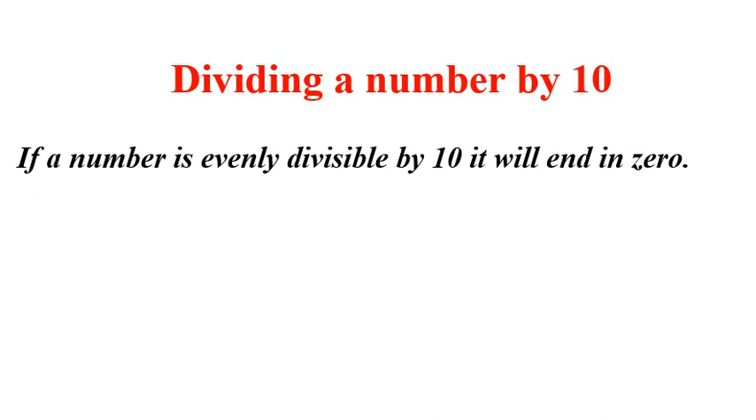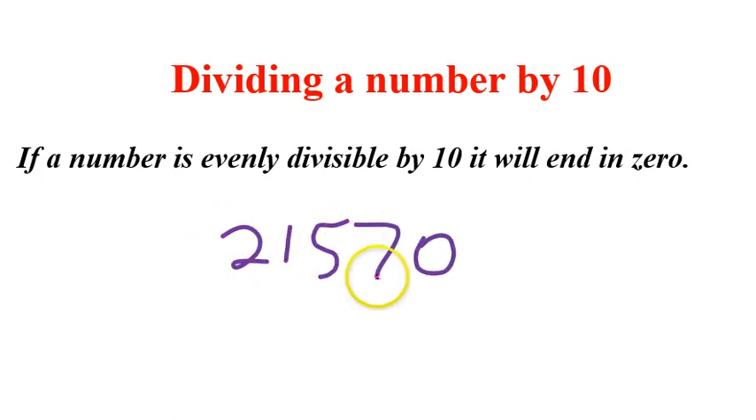Dividing a number by 10. A number is divisible by 10 if that number always ends in 0. For example, if I write 21570, it means this number, no matter how huge it is, I can be very sure that I can divide it by 10 without a remainder.